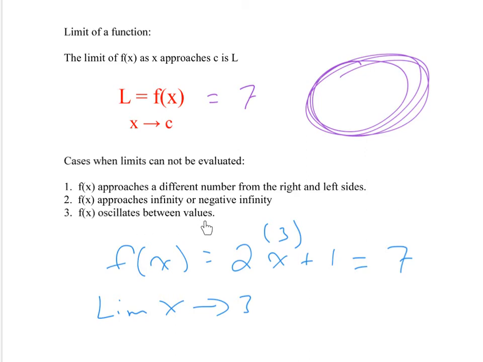The third case is if the value of the function oscillates between different values as we get closer and closer to c, to our limit. And we will go over all these in class, okay? But this is not as hard as it appears.